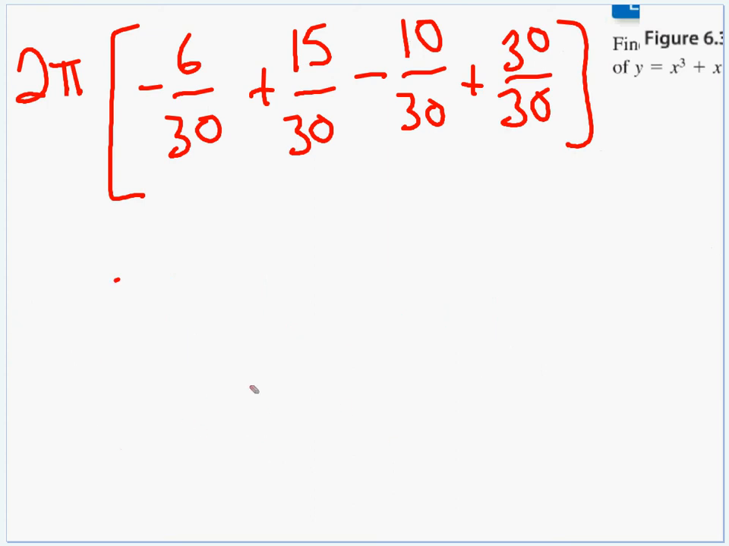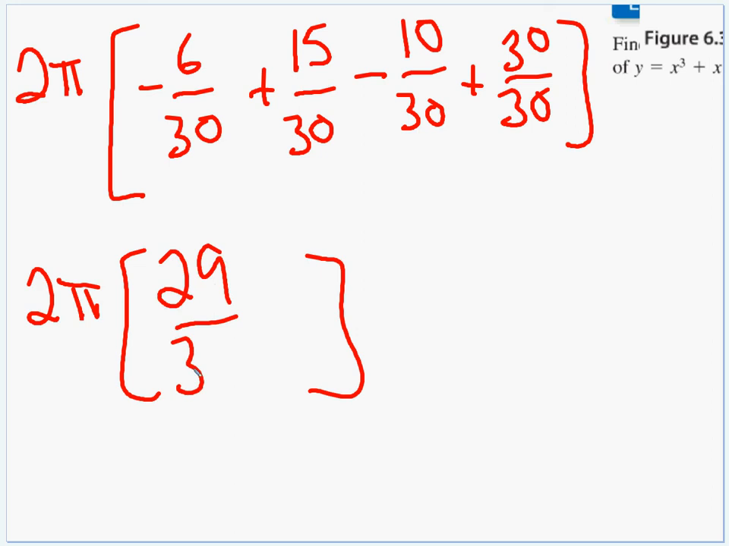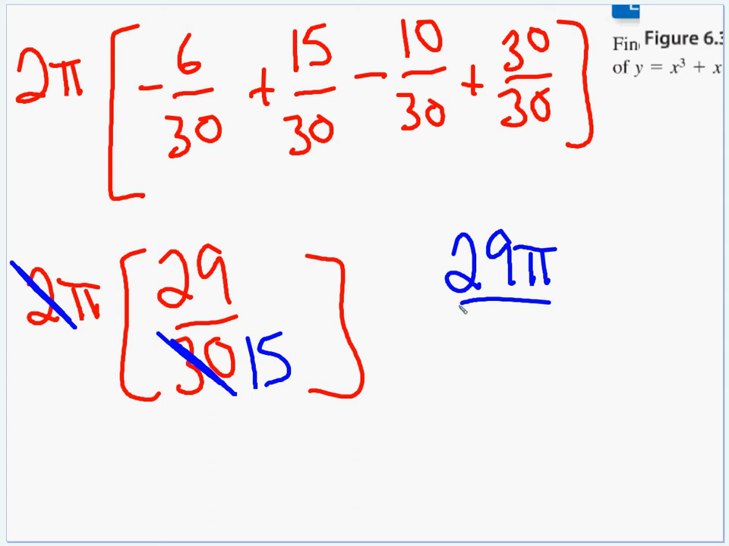And if we add together all our numerators, again, we still got this 2 pi out here. Everything in the brackets, though, is going to be a 29/30. And then it looks like we can just reduce on the diagonal. Divide by 2, divide this by 2, so that's 15. 29 pi over 15. There were no units on this, so just cubic units of some sort.